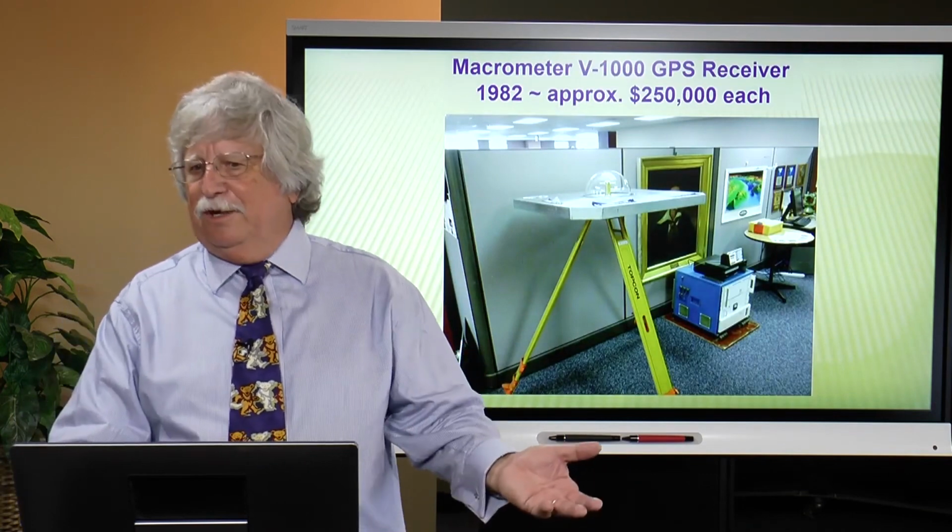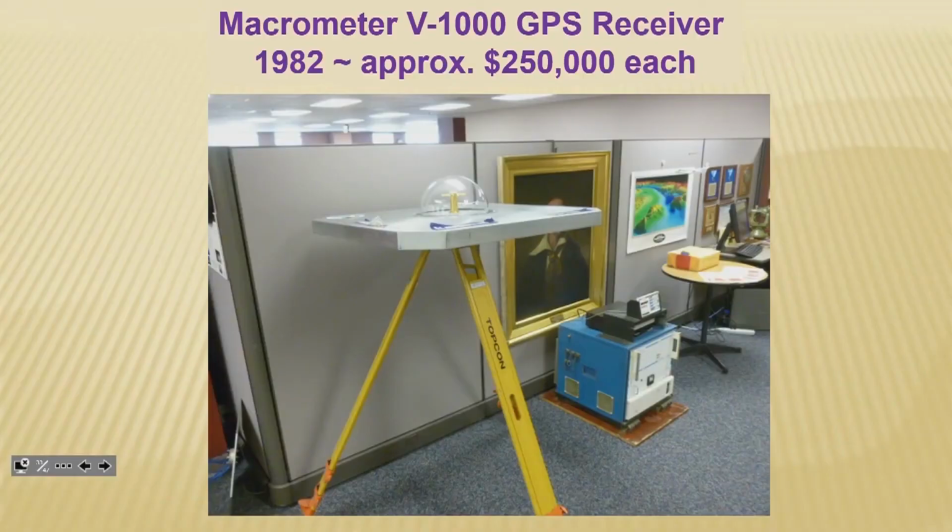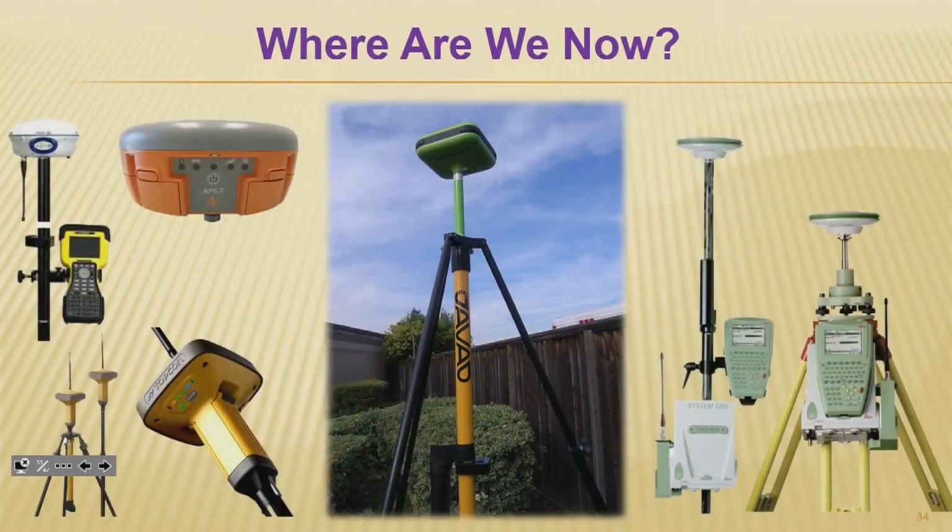So just a little bit of highlight here. The first commercially available GPS receiver, the Macrometer V-1000s, the Coast and Geodetic Survey, National Geodetic Survey acquires them in 1982, cost of $250,000 a piece. And where are we today? Well, you know, it's simple, it's cheap. If you have the IQ of a belt, you know, you can go out and perform high accuracy surveying.